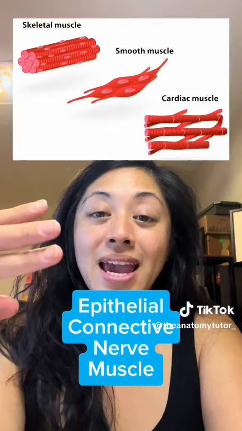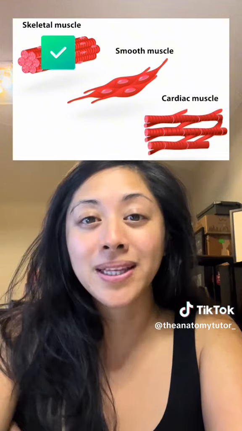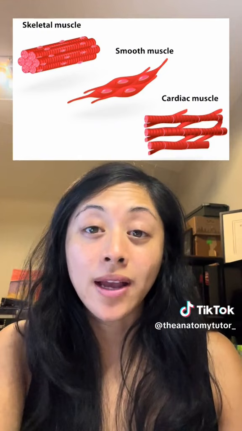For a final recall, we have the four major tissues: epithelial, connective, nerve, and muscle. And in the previous video, I did skeletal muscle, so I'm going to complete this with the smooth and cardiac. So let's start with cardiac muscle.